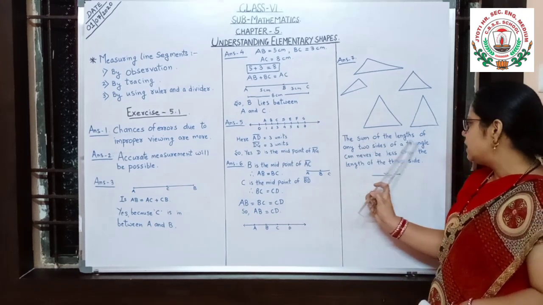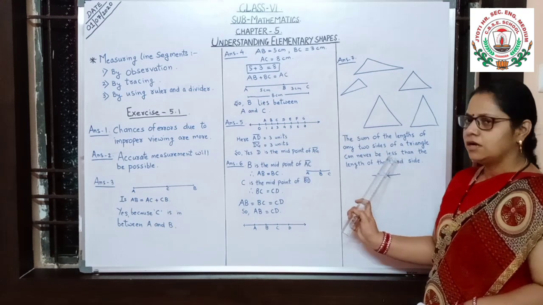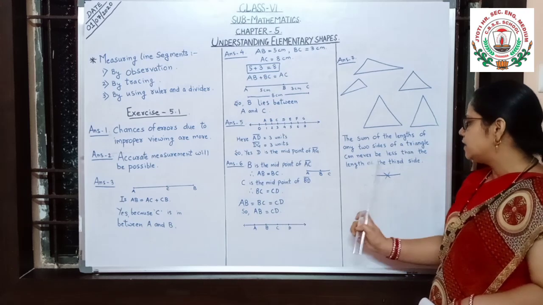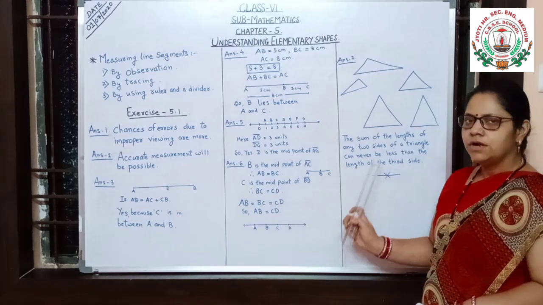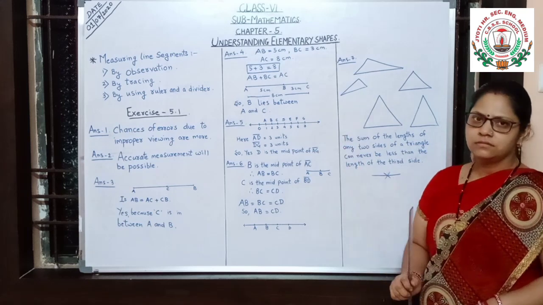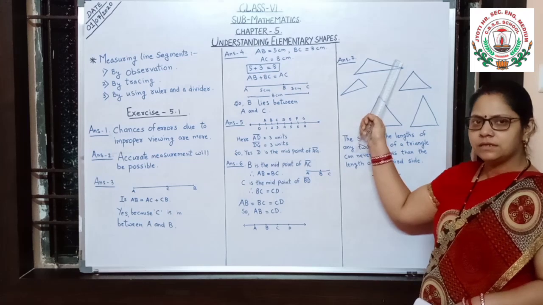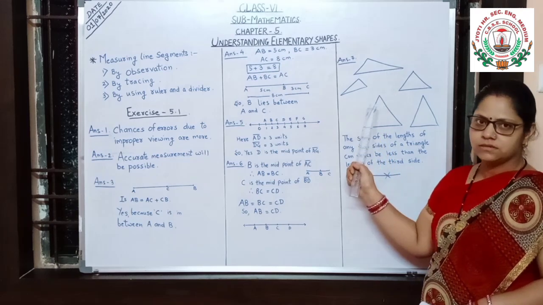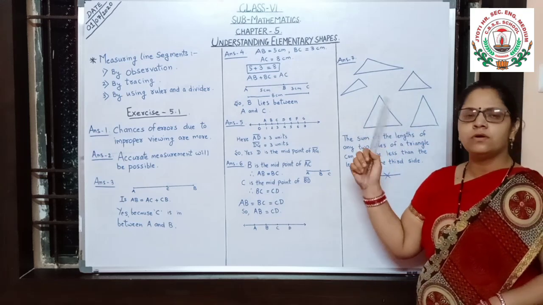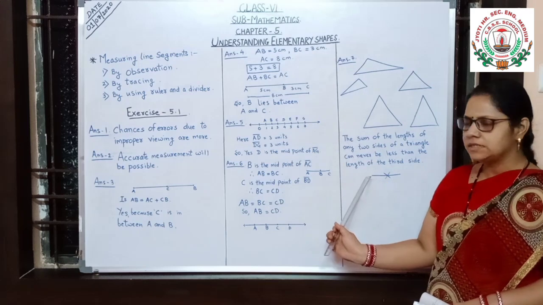So the sum of the lengths of any 2 sides of a triangle can never be less. It will always be greater than the length of the third side. It can never be less. With the measurement also you can check or by mere observation also you can tell that. So this completes solution 7.